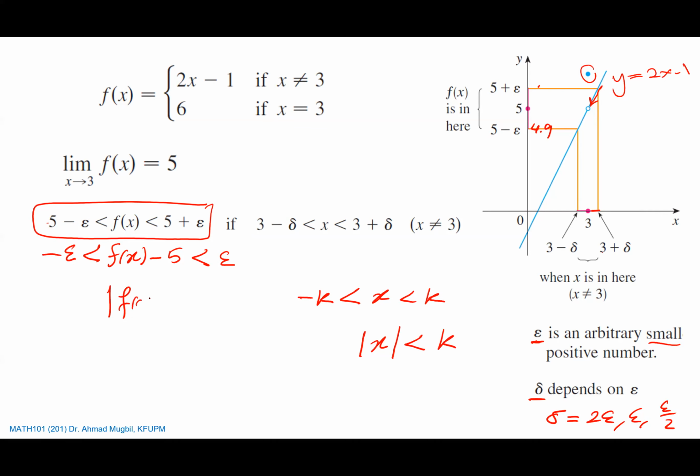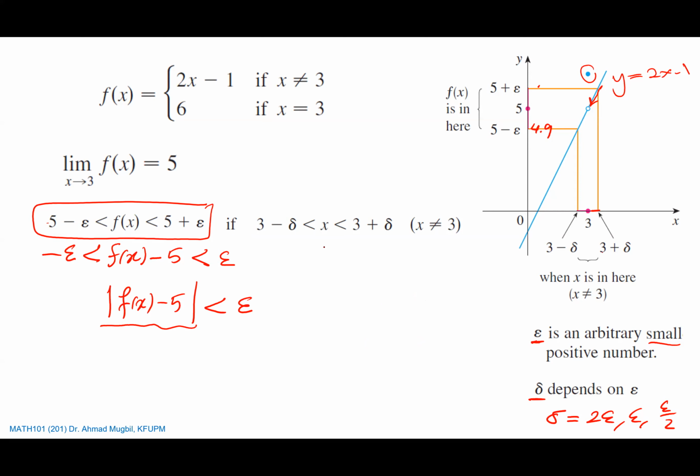So this means that the absolute value of f of x minus 5, which means the distance between f and 5, is less than epsilon. It is a small number. This is the meaning of epsilon here. Epsilon is always used to express a very small positive number. So the distance between f of x and its limit is very small.